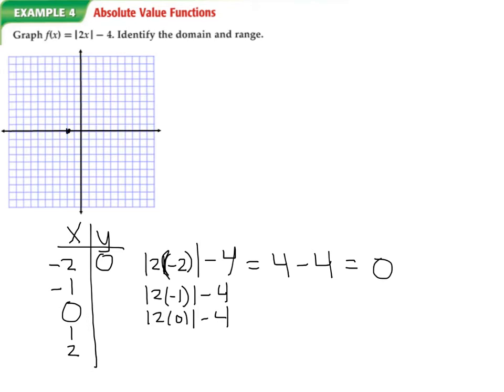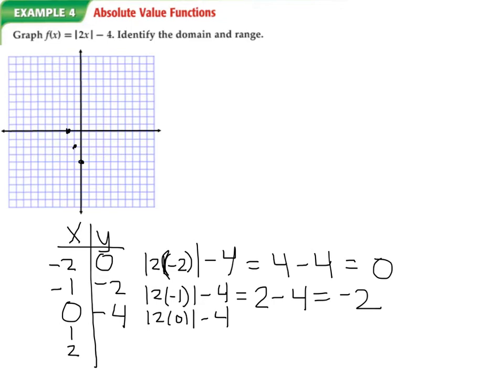Looking at our second one, we have 2 times -1, which is -2, but the absolute value of -2 is positive 2. So we have 2 minus 4, which is equal to -2. So at -1, our value is -2. Looking at 0, the absolute value of 2 times 0 is 0. 0 minus 4 is -4. So we'll go down even further to 0, -4 for our point.